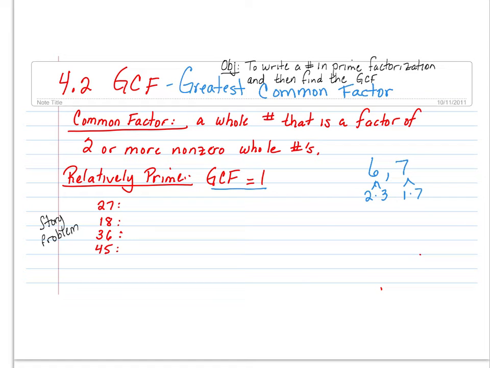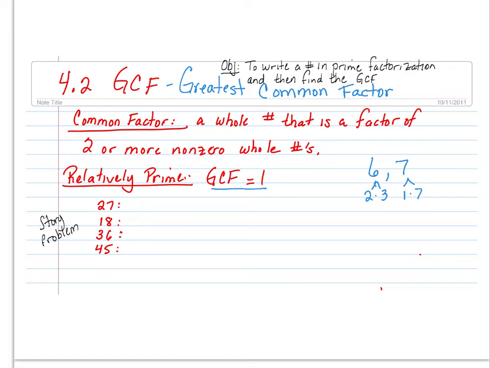A high school asked for volunteers to help clean up local highways on one Saturday each month. The group of volunteers has 27 freshmen, 18 sophomores, 36 juniors, and 45 seniors. So that's the reason I wrote those numbers down. What is the greatest number of groups that can be formed if each group is to have the same number of each type of student? How many freshmen, sophomores, juniors, and seniors will be in each group? Okay?